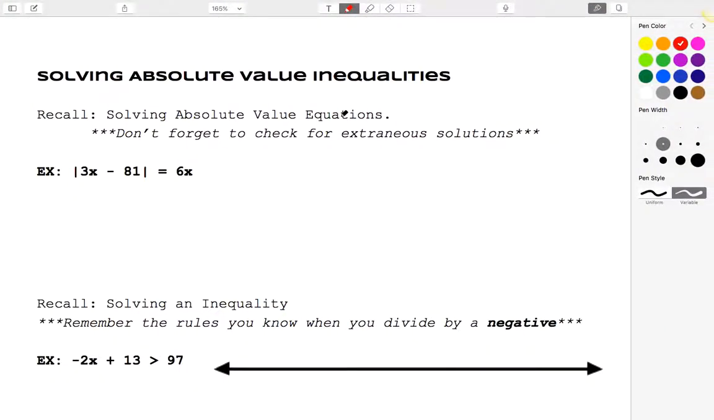I'm going to show you guys how to solve an absolute value inequality, but first I wanted to remind you how to solve an absolute value problem. So in this one, we've got the absolute value of 3x minus 81 equals 6x. When we go to solve, we'll have 3x minus 81 equals 6x, but we have to do it twice because the other option is 3x minus 81 equals negative 6x. So we're actually going to solve both the red and the blue.